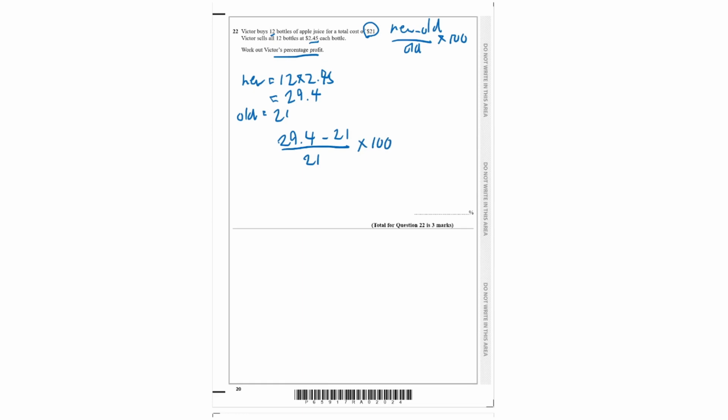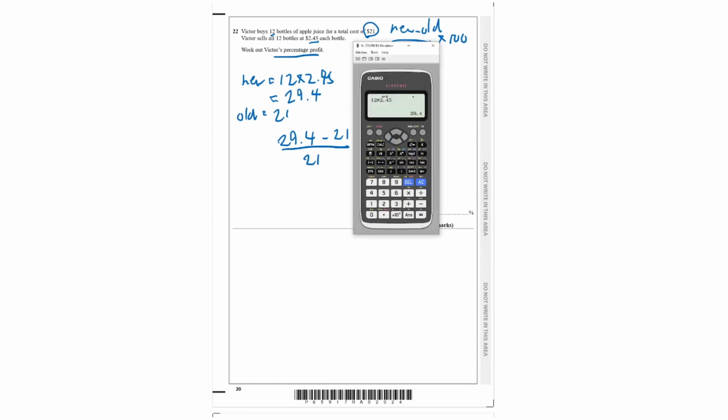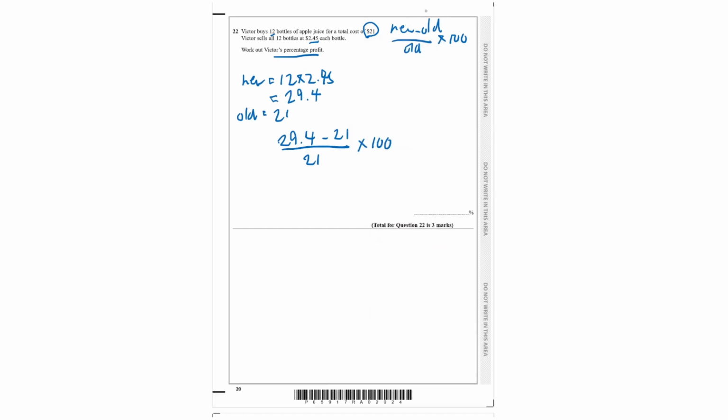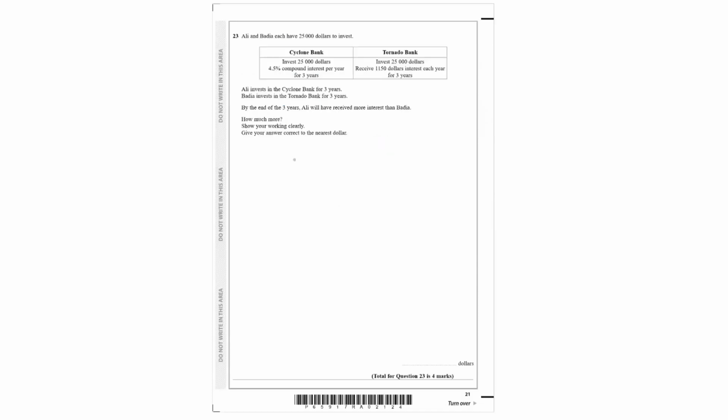We can then put this into our calculator. We have 29.4 minus 21 divided by 21 times 100 gives us 40%. 40%. Question 23. Alia and Badia have $25,000 to invest each.